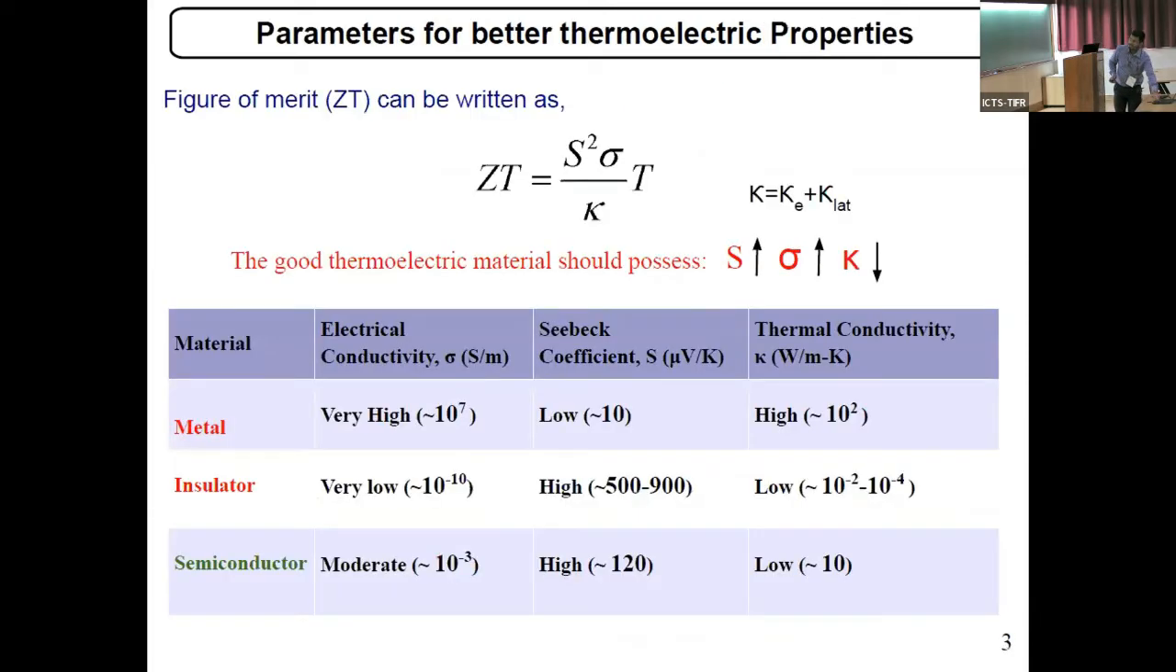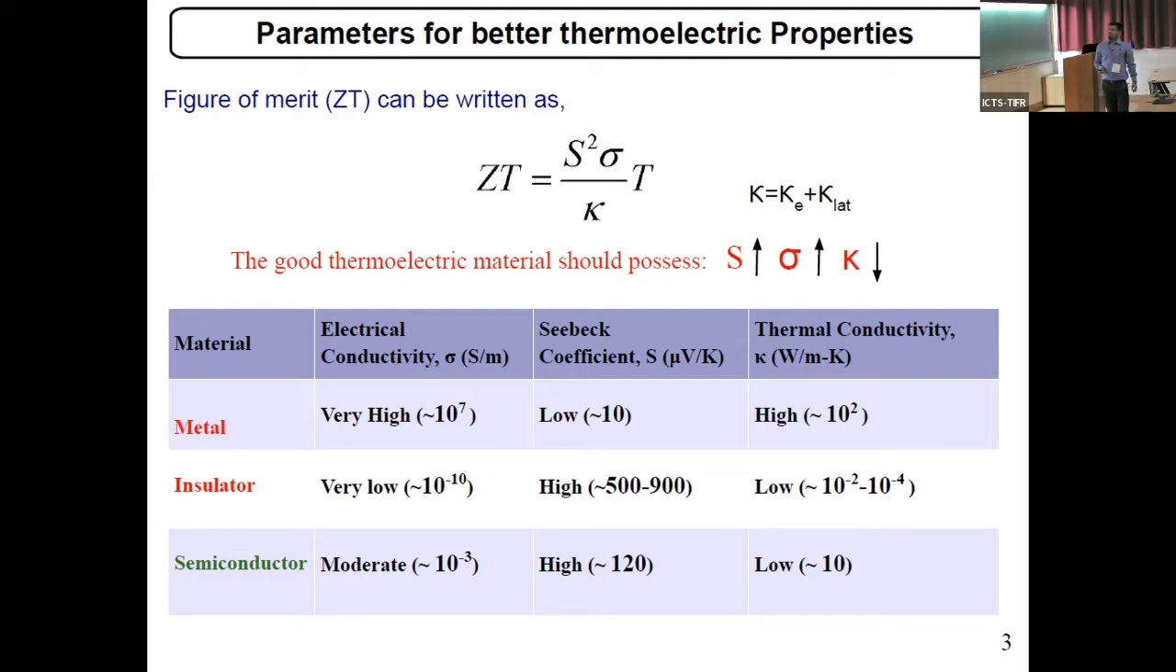The thermoelectric figure of merit can be characterized using this expression, where S is the Seebeck coefficient, sigma is the electrical conductivity, kappa is the thermal conductivity, and T is the temperature. Thermal conductivity has two contributions: one is the electrical contribution, and the other is the lattice contribution. From this expression, it is clear that a good thermoelectric material should possess a high Seebeck coefficient, high electrical conductivity, and low lattice thermal conductivity.